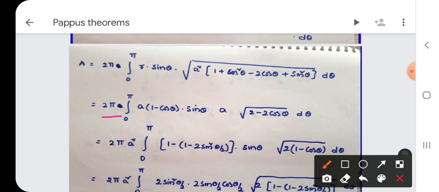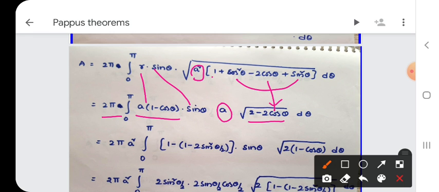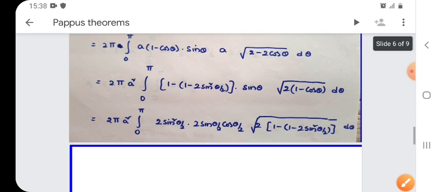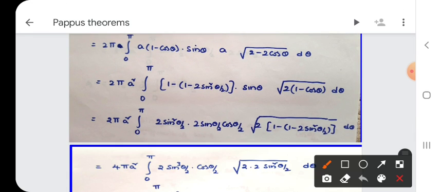Next, 2 pi, r means a into 1 minus cos theta, sin theta. Root a square means a, so I write outside. In the root, 1 plus, what is cos square plus sin square theta? 1. 1 plus 1 means 2. 2 minus 2 cos theta. Now I write the cos 2 theta formulas. 2 pi a into a square, I write outside, integral 0 to pi.